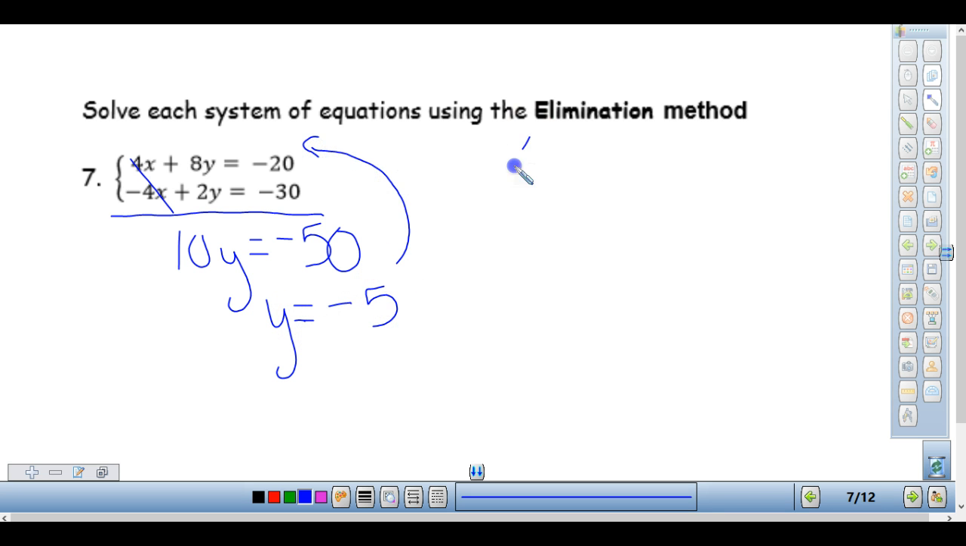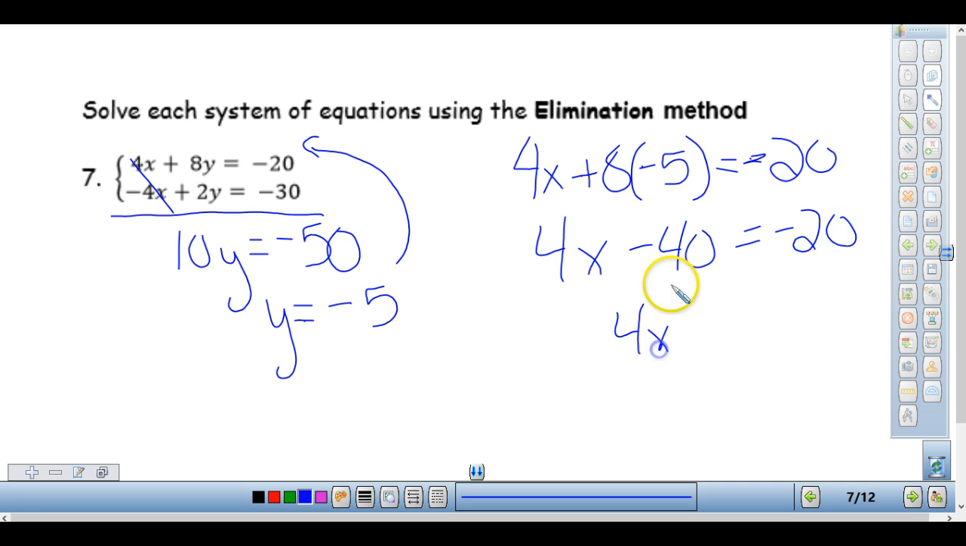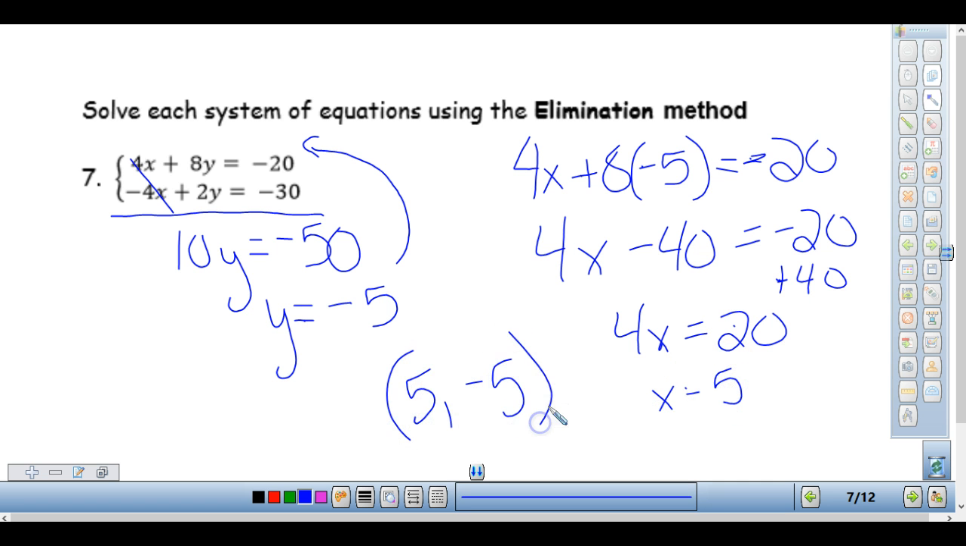Now we can plug it in. So 4x plus 8 times negative 5 equals negative 20. So 4x minus 40 equals negative 20, or 4x, add your 40. Be careful when you add your 40 because you get 4x equals positive 20. So x equals 5. So you end up with (5, -5). Some of us just didn't add correctly, and that's where some of our mistakes were made in number 7.